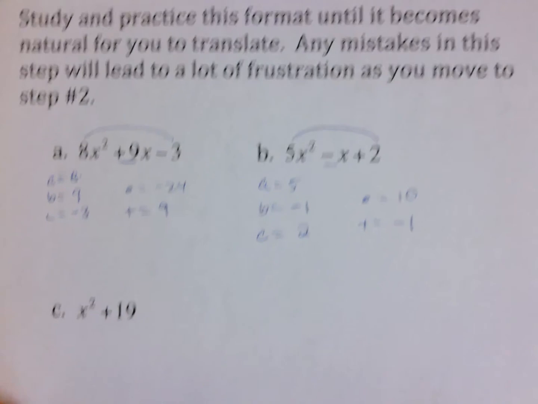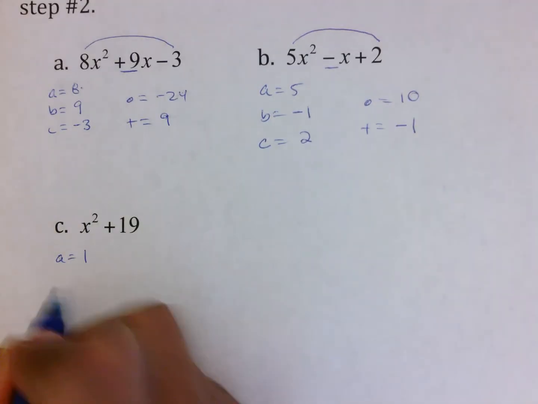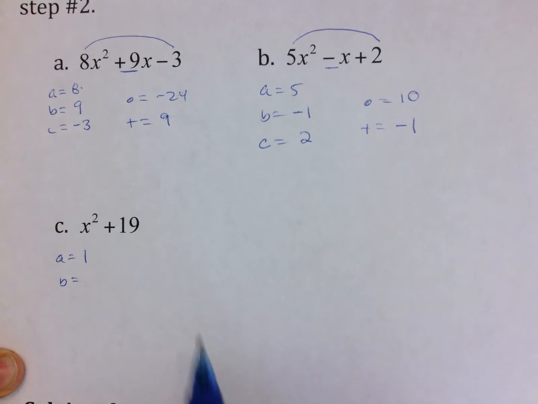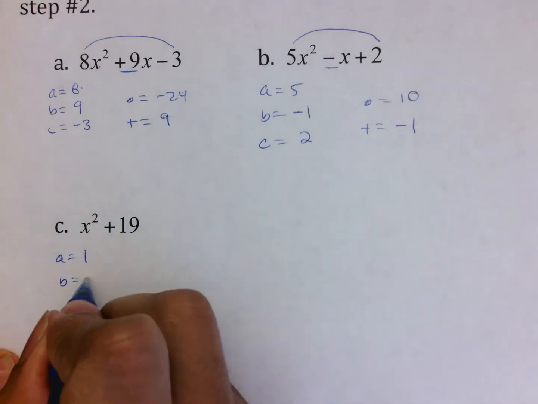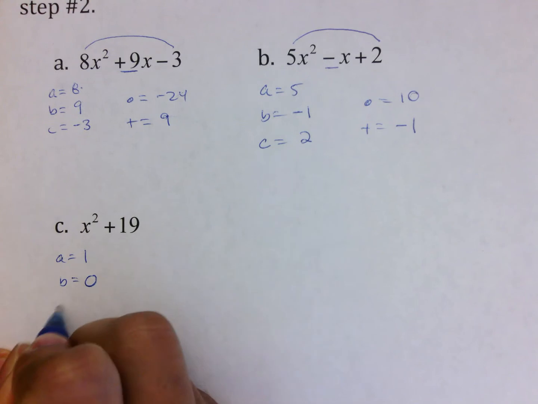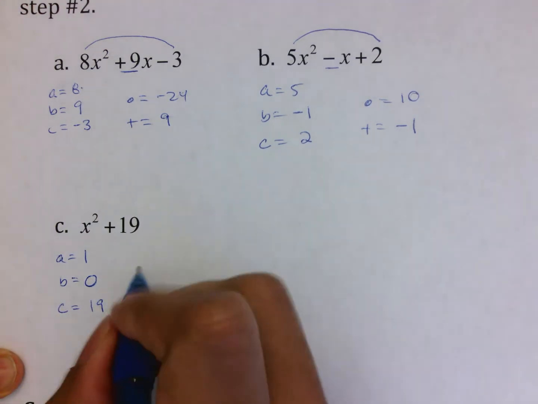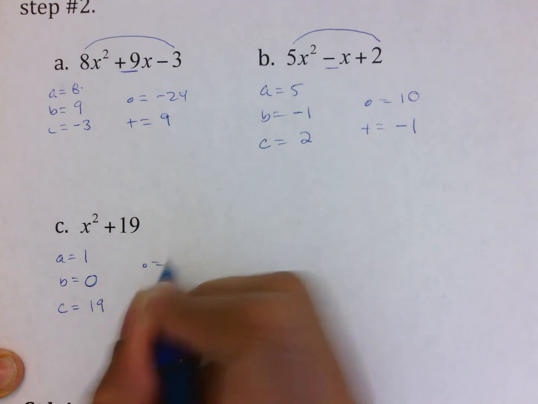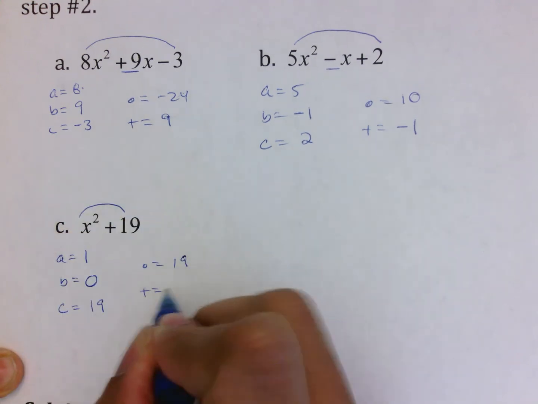Alright. And then in this case, a is 1. B, if you recall, is attached to the x variable. There is no x variable, which means that b in this case is 0, and then c is 19. And so in this case, you would have multiplies to equal first times last, which in this case is 19, and adds to be 0.